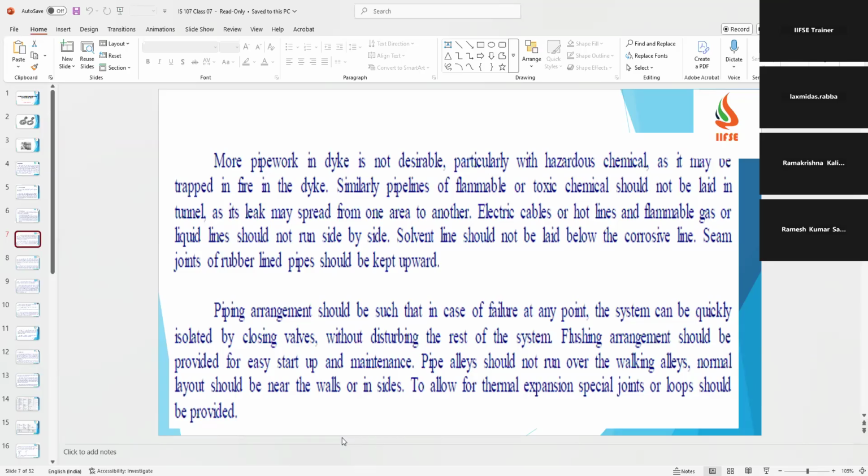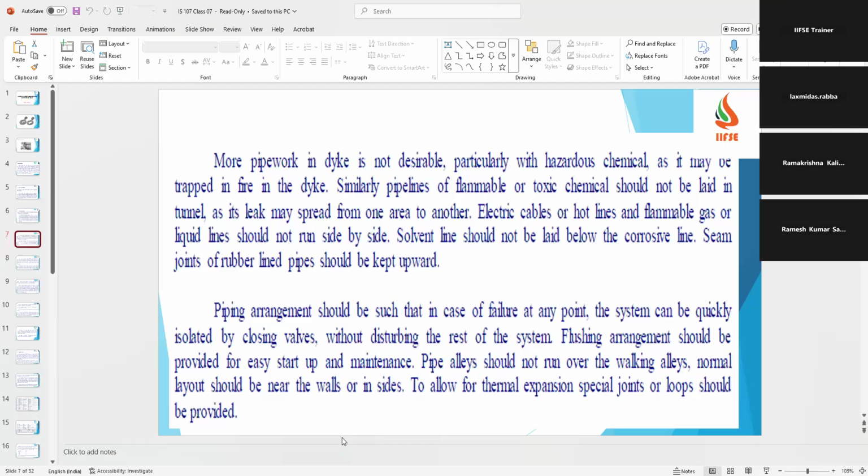Then the piping arrangement should be such that in case of any failure at any point, the system can be quickly isolated by closing valves. So this is also important. A number of closing valves should be installed in case of any damage or in case of any leakage. Our system should be able to control or manage the leakage in a short amount of time and without disturbing the rest of the system. It is also very important.